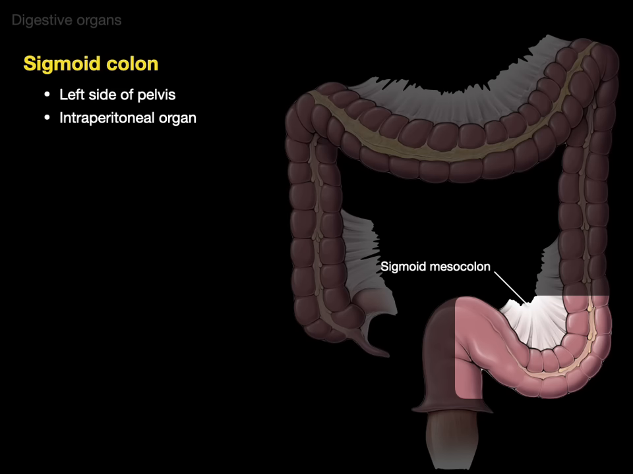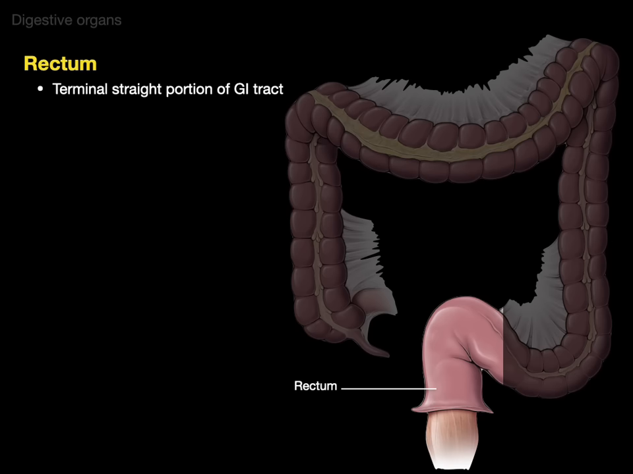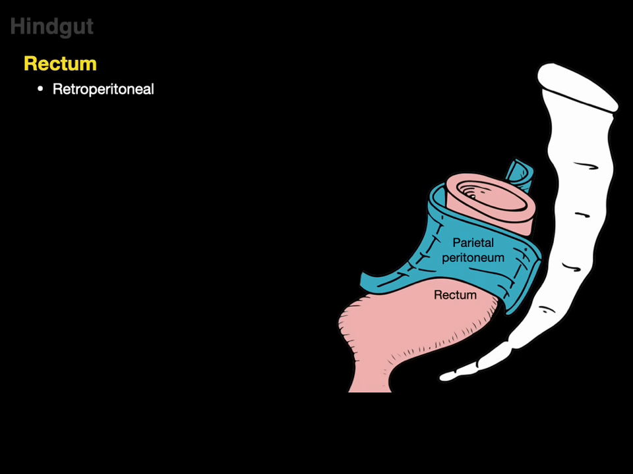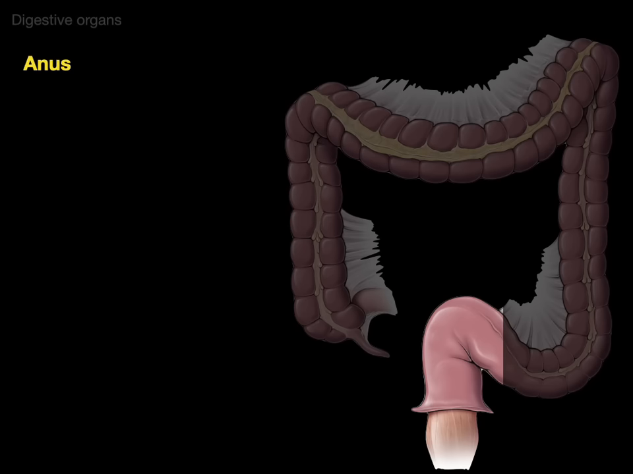And then finally, the rectum is the terminal straight portion of the GI tract. Rectum or rectus means straight, like rectus abdominis or erector spinae. The rectum is a retroperitoneal organ. So here in my one little illustration, there's the rectum and there's parietal peritoneum. And notice that the rectum is behind it. Like that, okay? Now, the anus is the exit of the GI tract, and there's the anus.